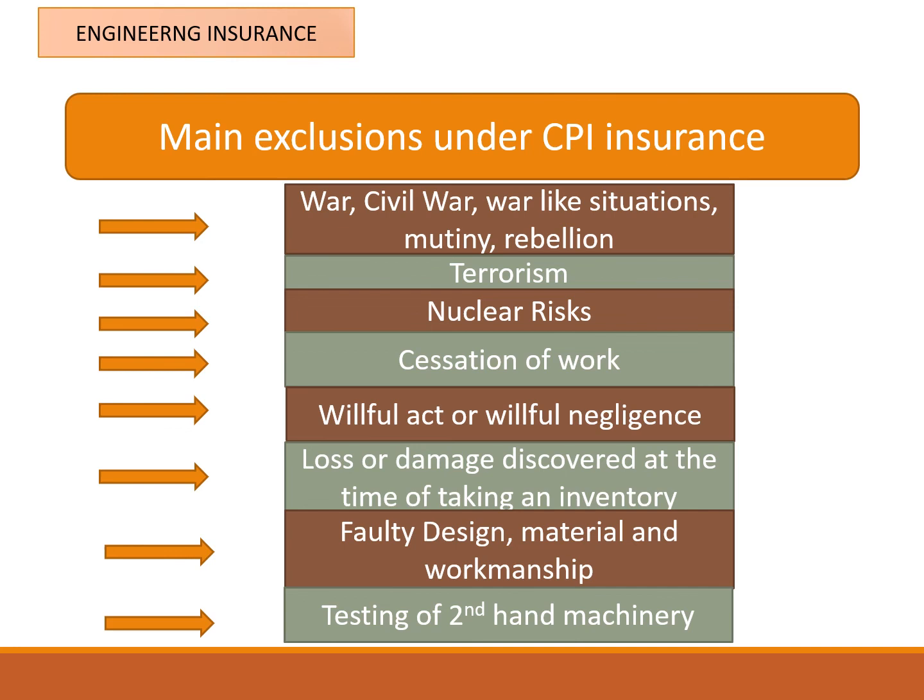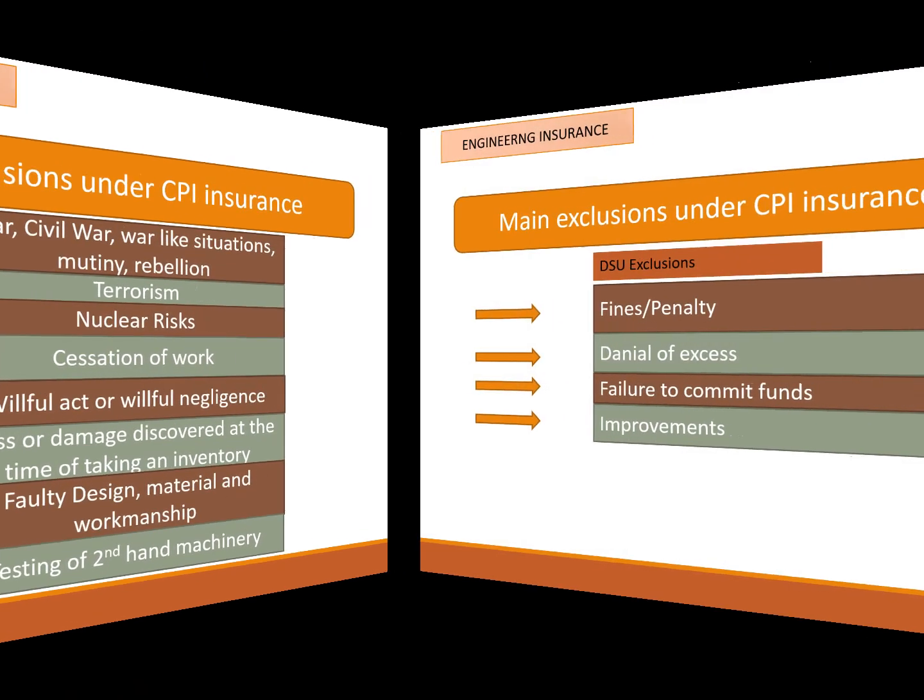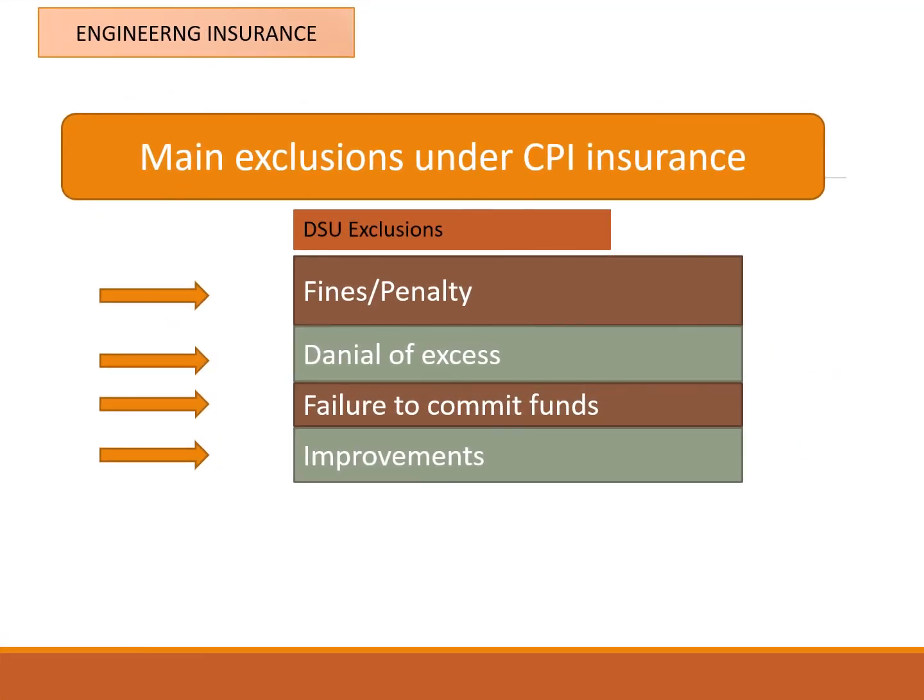The exclusions are the same as in CAR and EAR insurance, but damage due to earthquake is covered in DSU. Main exclusions under DSU are fines, penalty, denial of access, failure to commit funds, improvements in the design or construction after the loss.